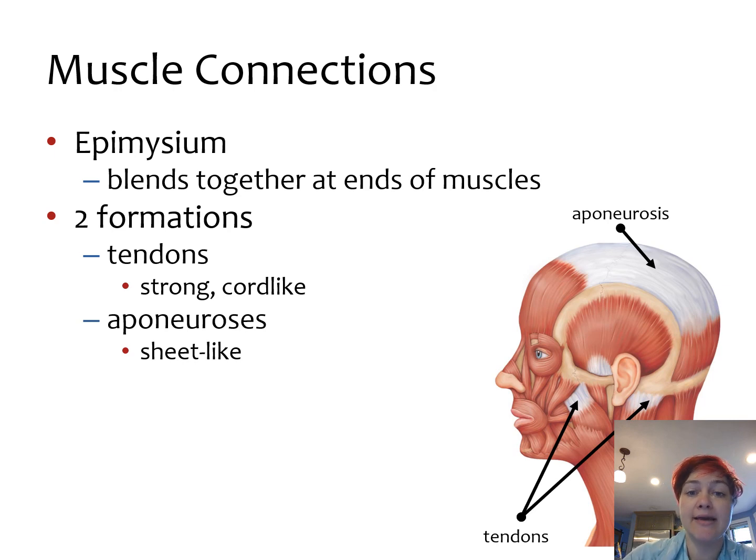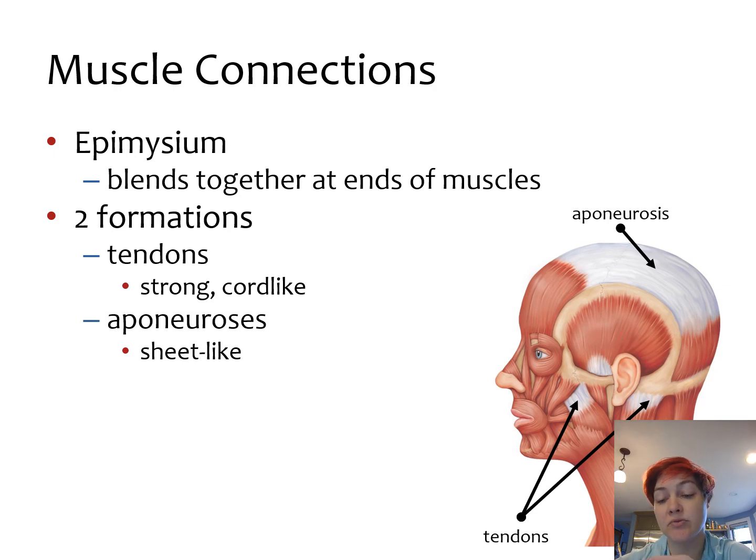The epimysium blends together with the ends of muscles. It will give you two types of formations typically. One being tendons, which are really strong. These ones are going to be attaching muscle to bone. The other one that you'll see is these aponeuroses.